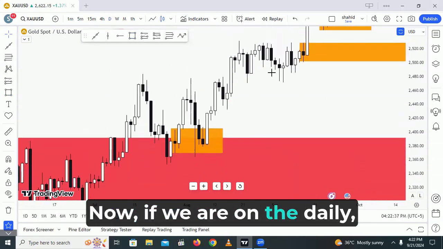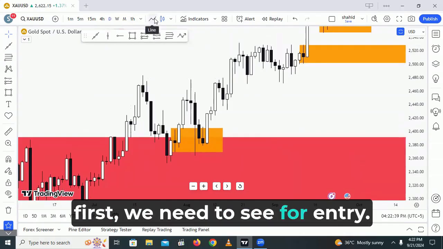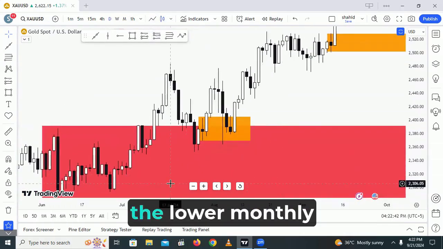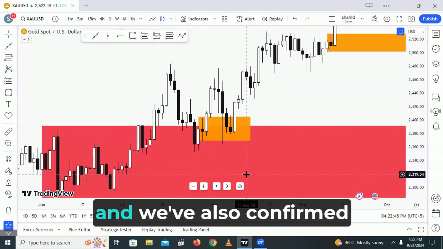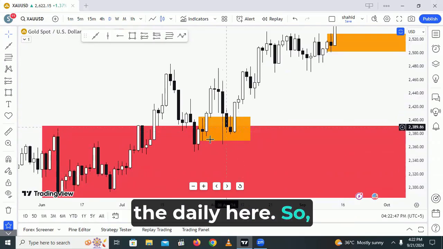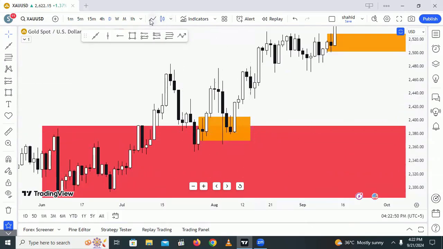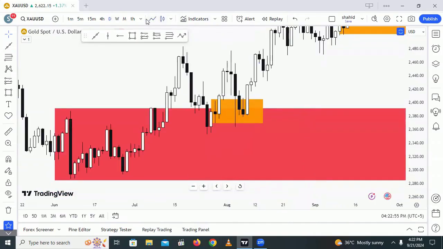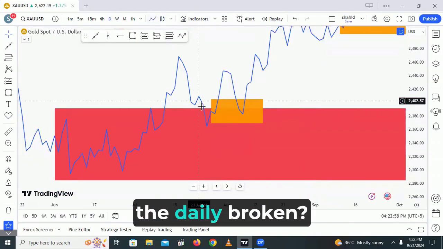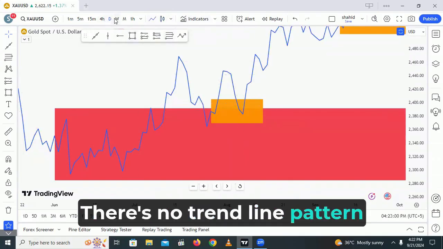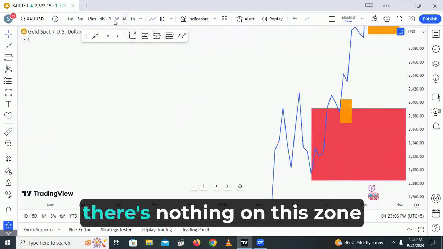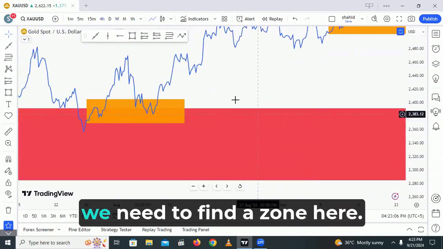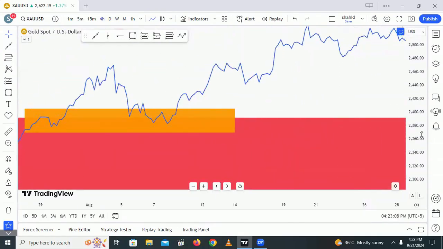Now, if we are on the daily first, we need to see for entry. We've confirmed the weekly from the lower monthly zone for buying, and we've also confirmed the daily here. So we'll take the daily here. Has the trend line on the daily broken? There's no trend line pattern here. If you look at the weekly, there's nothing on this zone either. If you look, we need to find a zone here.